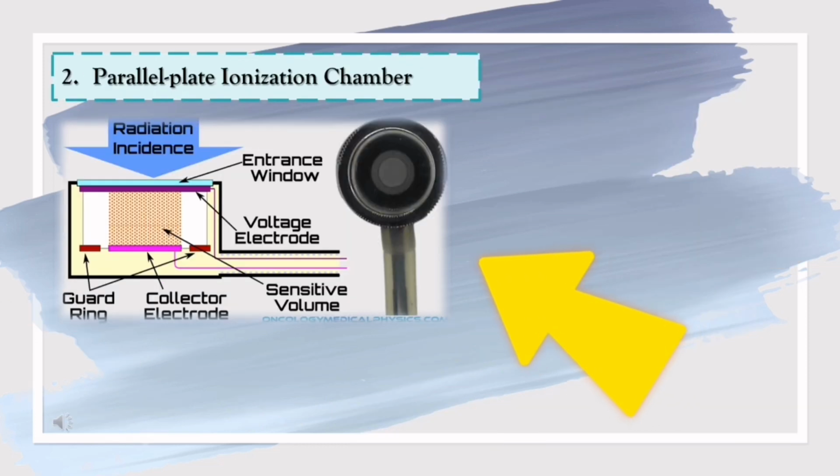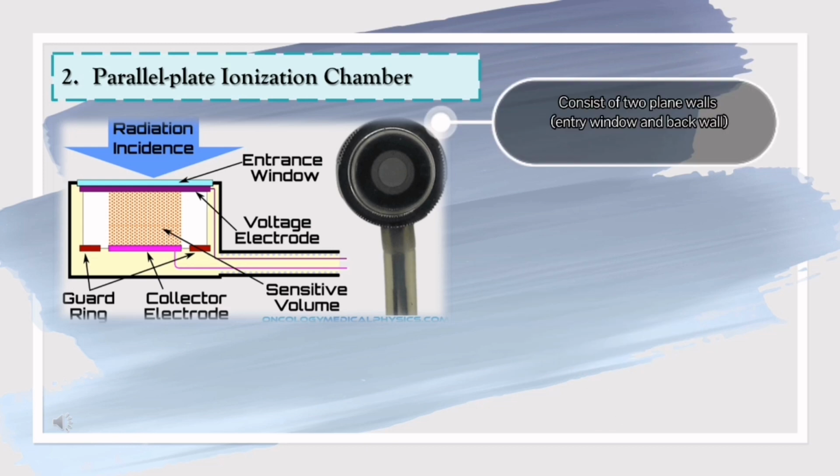Next is the parallel plate ionization chamber. This ionization chamber consists of two plane walls. One acts as an entry window and polarizing electrode, and the other as the back wall and collecting electrode as well as a guard ring system. The back wall is usually a block of conducting plastic or a non-conducting material, usually Perspex or polystyrene, with a thin conducting layer of graphite forming the collecting electrode and the guard ring system on top.